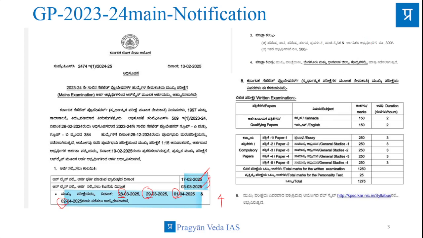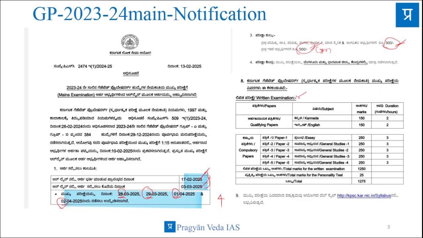And just to give a quick glance, the registration cost would be 300 rupees for those who are SC, ST, ex-military or persons with disabilities. For other students who are general merit, general category students, it will be 500 rupees.